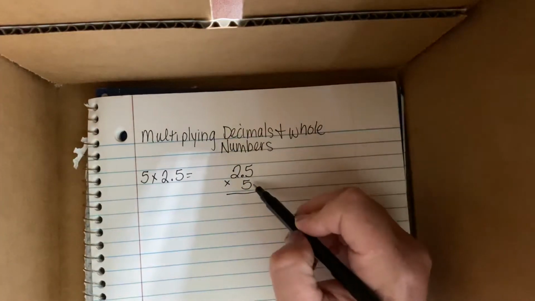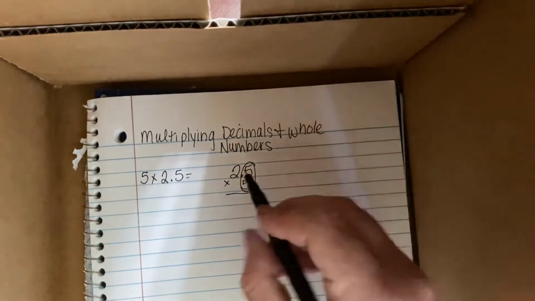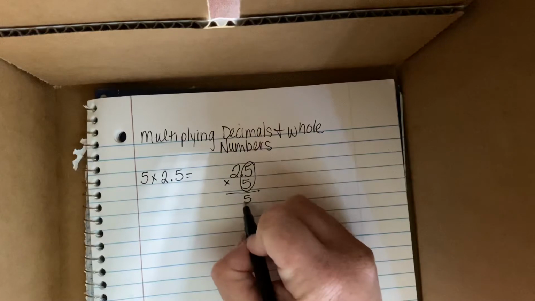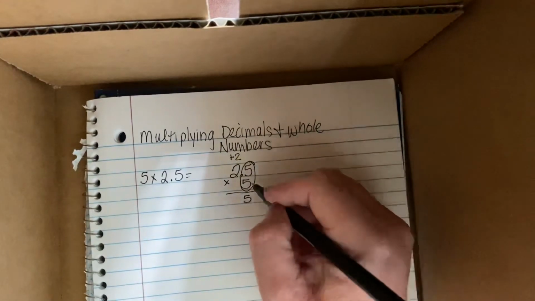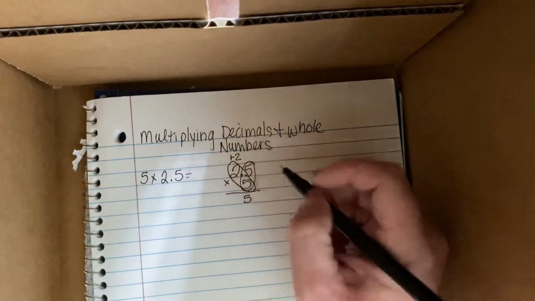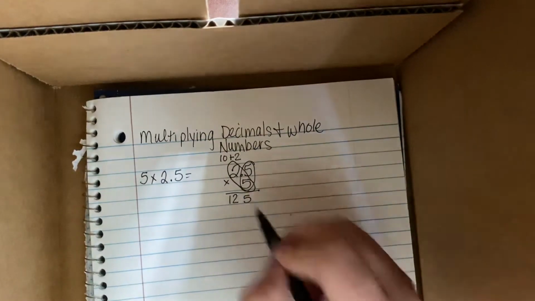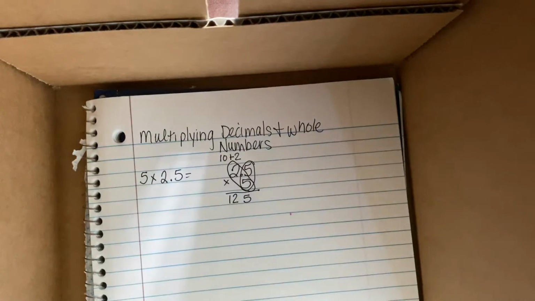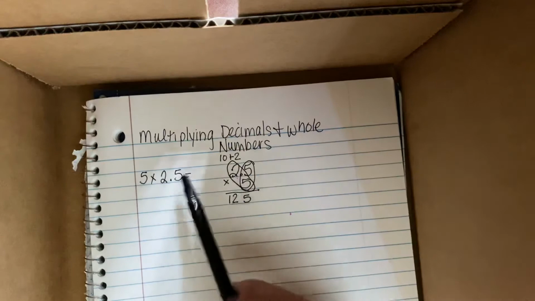Okay, so we would start with 5 times 5, which is 25. We carry that 2. We're going to add it. 2 times 5 is 10, so 10 plus 2 is 12. But we are not done. We still have a decimal. Because if you think about this, it was 2 5/10.